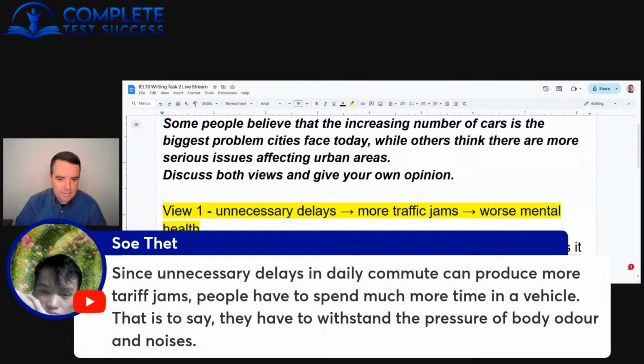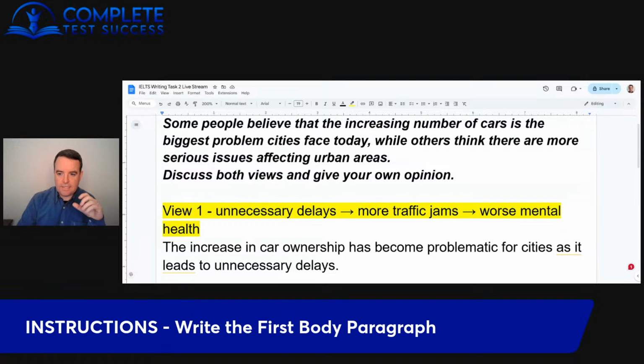Okay, so: since unnecessary delays in daily commute can produce more traffic jams, people have to spend much more time in a vehicle. That is to say, they have to withstand the pressure of body odor and noises. I'm not going to go with the body odor and noises because it's kind of coming away from what we had planned to say. So like I was saying with Stan earlier on, we want to stick with our plan. If you have a plan and you know that everything in your plan is okay, the ideas are relevant, the development is appropriate, and you have everything you need, then follow that plan.